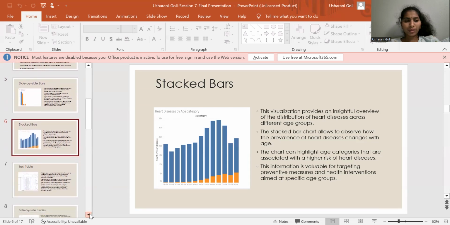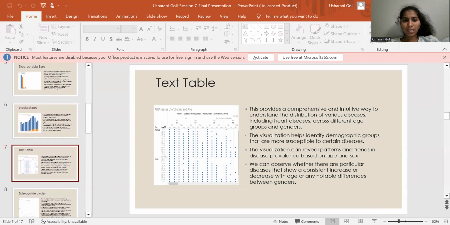And next, coming into the text table, that is all diseases charted by sex and age. That is asthma, diabetes, kidney disease, heart disease, skin cancer, and stroke. This provides a comprehensive and intuitive way to understand the distribution of various diseases, including heart diseases, across different age groups and genders. The visualization helps identify demographic groups that are more susceptible to certain diseases, and can reveal patterns and trends in disease prevalence based on age and sex. We can observe whether there are particular diseases that show a consistent increase or decrease with age, or any notable differences between genders.